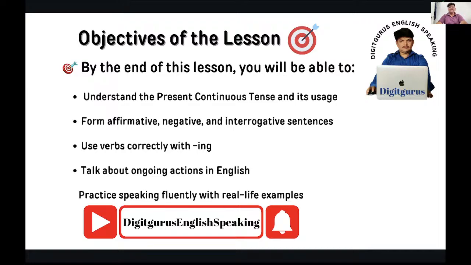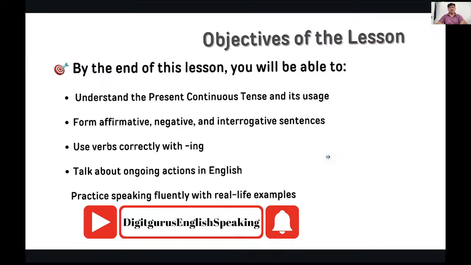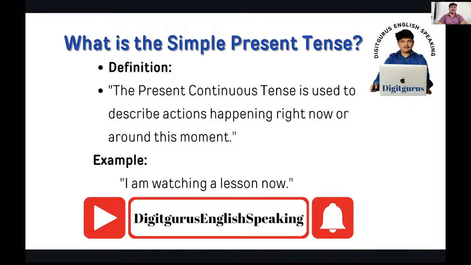Okay. In this lesson, we are going to talk about ongoing actions in English and practice speaking fluently with real life examples. These are the objectives of this lesson.